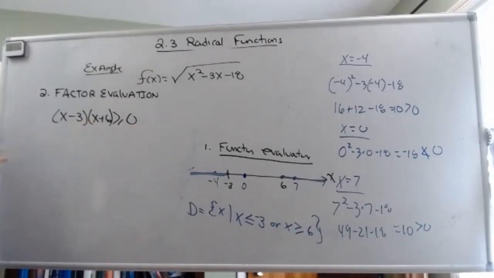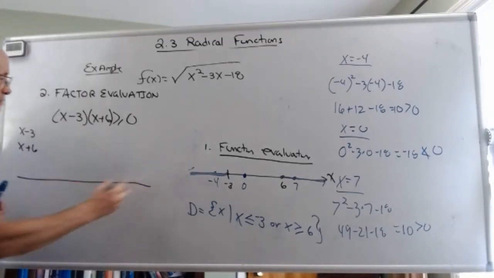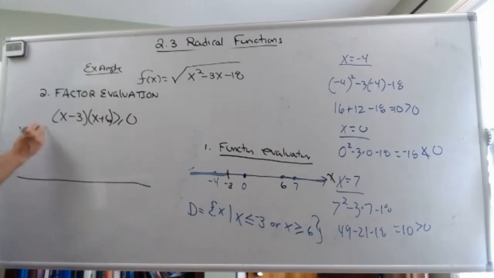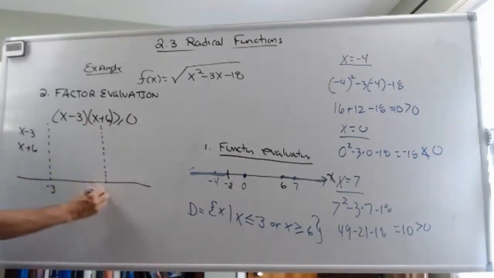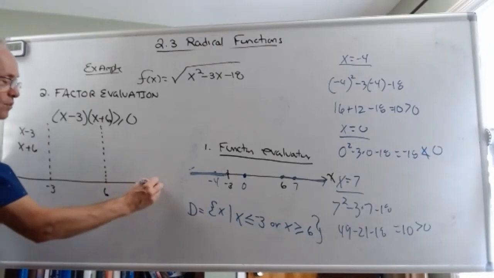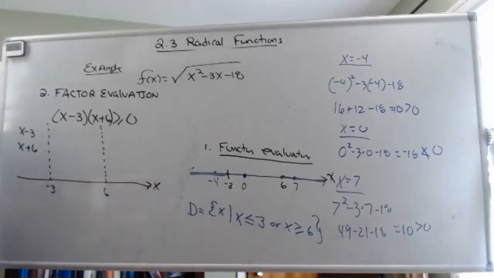And we're looking at each of those factors. So we have the x minus 3 factor, we have the x plus 6 factor. And what I'm going to do is look again, like the same thing over here, I do it in my number line. And I'm going to put in my critical points. So I still find the critical points. I put in -3 and I put in positive 6. And here's my domain, or my x-axis, over here.